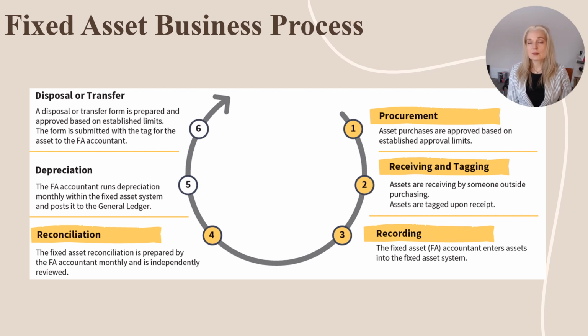Once the useful life of the asset goes by and you're going to either dispose or transfer the asset, you need to get approval from the various individuals in the organization involved in this. And you are making sure that forms are submitted with the tag and that the financial accountant records the disposal of the fixed asset. And usually you will either have a gain or a loss that also needs to be recorded.